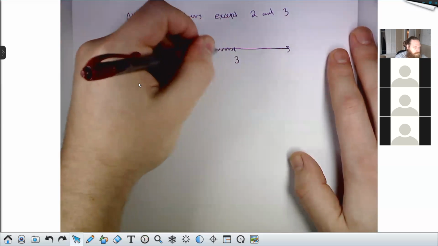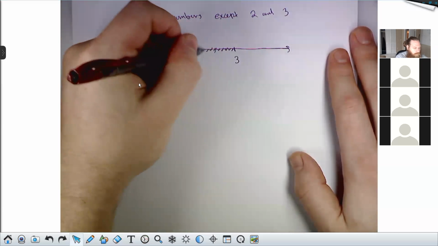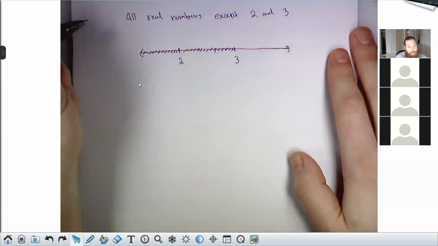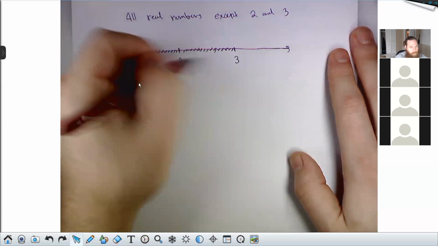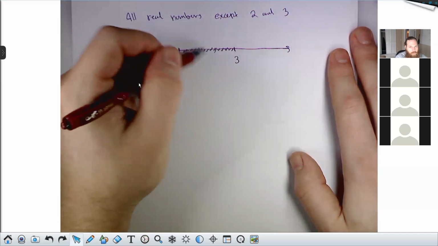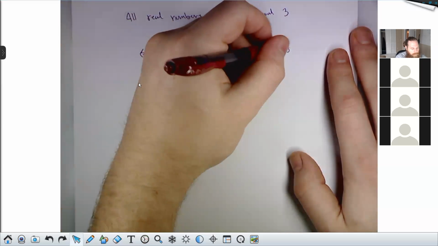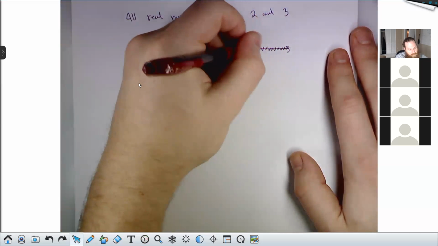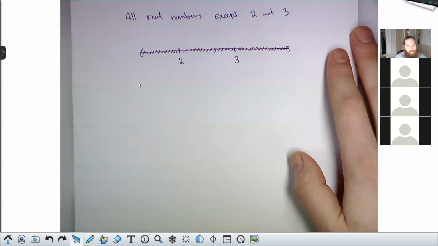So that's going to be everything that's to the left of 2, everything that's between 2 and 3. And remember, there's infinitely many numbers in here, like 2.1 and 2.9 and 2.5. So there's lots of stuff in there. And then everything that's to the right of 3.